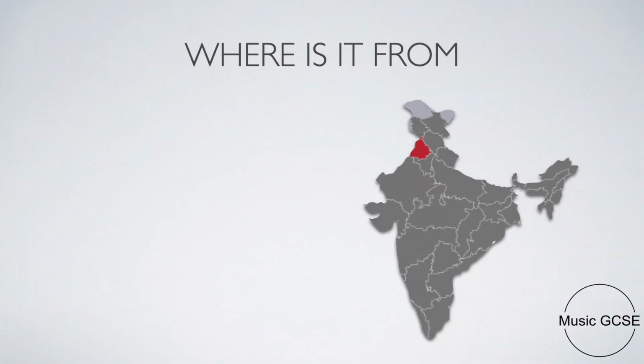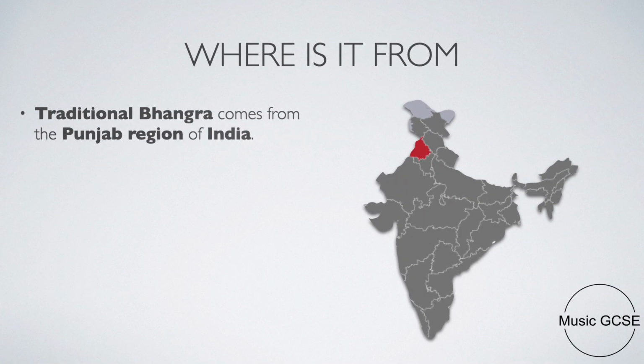So where does Bhangra music come from? Bhangra music started off as a traditional style of music which came from the Punjab region of India. Traditional Bhangra is a very lively style of music, and it would be performed at harvest time to help celebrate a good harvest. Traditional Bhangra would also be used for other celebrations, and it was most often accompanied by dancing. The dancing would be heavily choreographed, meaning that all the dance routines were learned and not just made up on the spot.